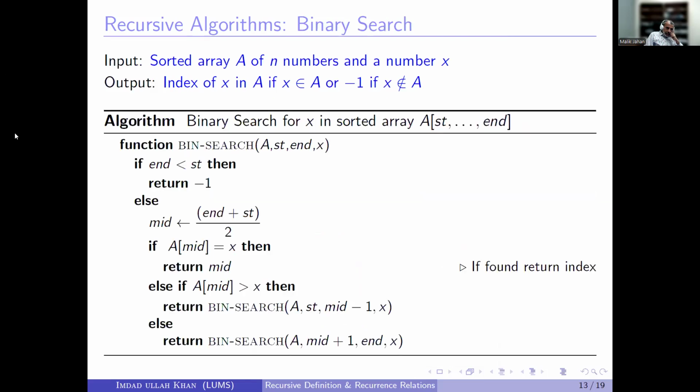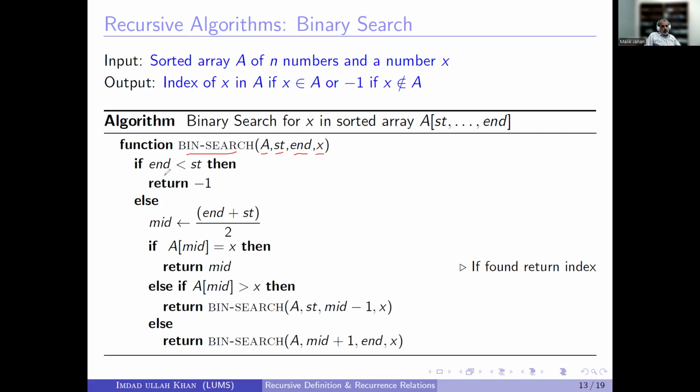So let's have a look at the algorithm. The algorithm, which is notated as binary search, takes three parameters. One is the array itself. It takes st as the starting index, end as the last index which needs to be considered, and x is the element which we are interested in.